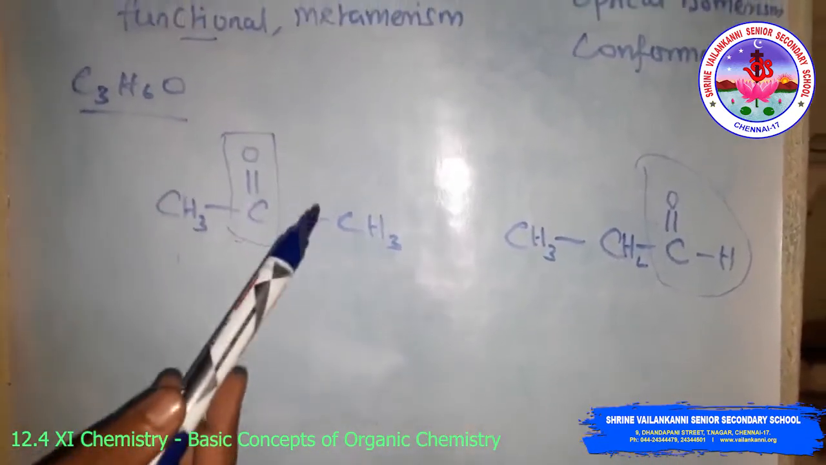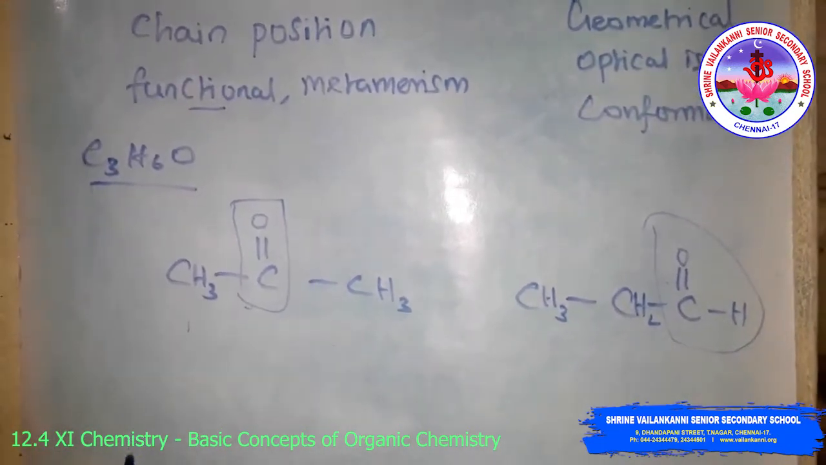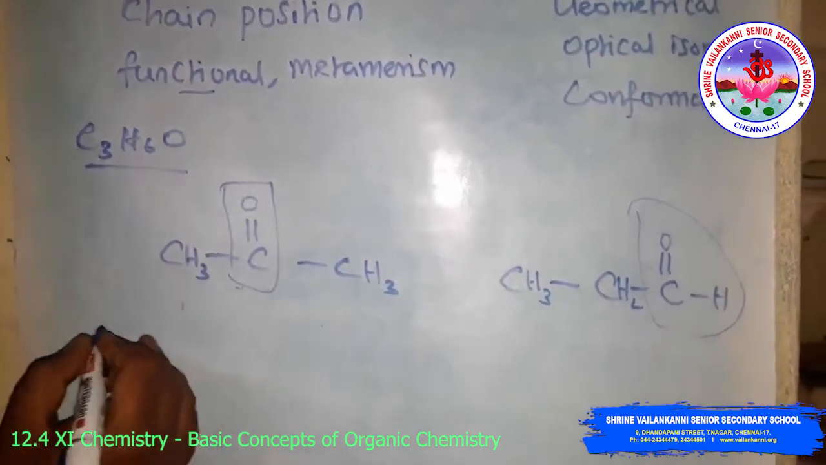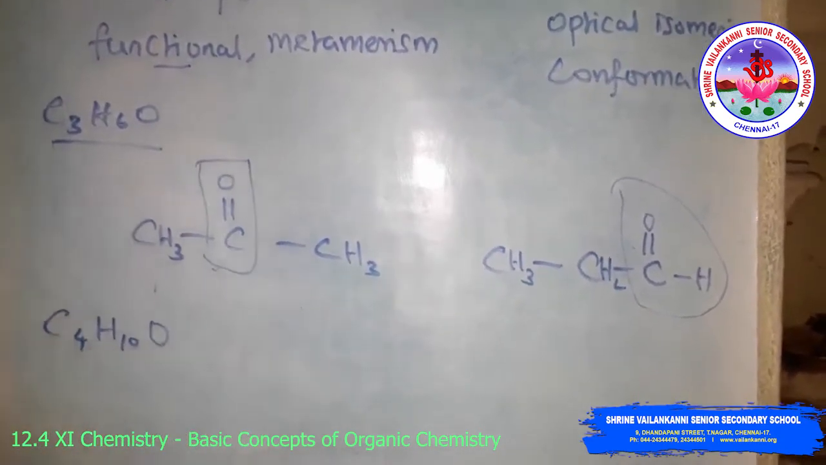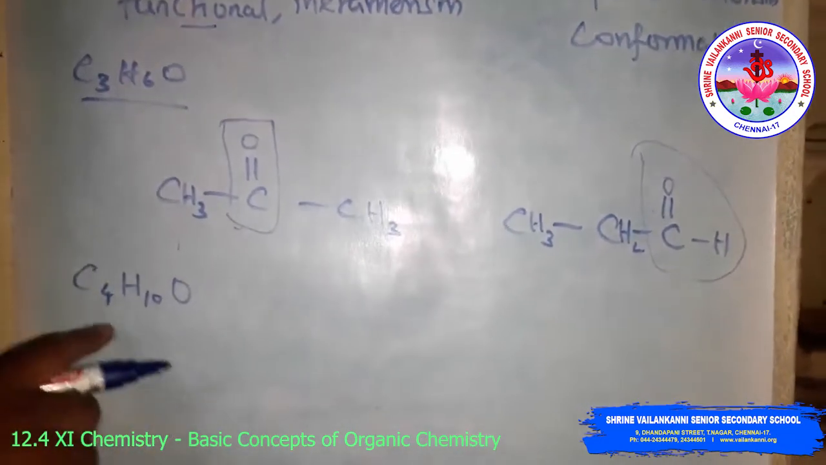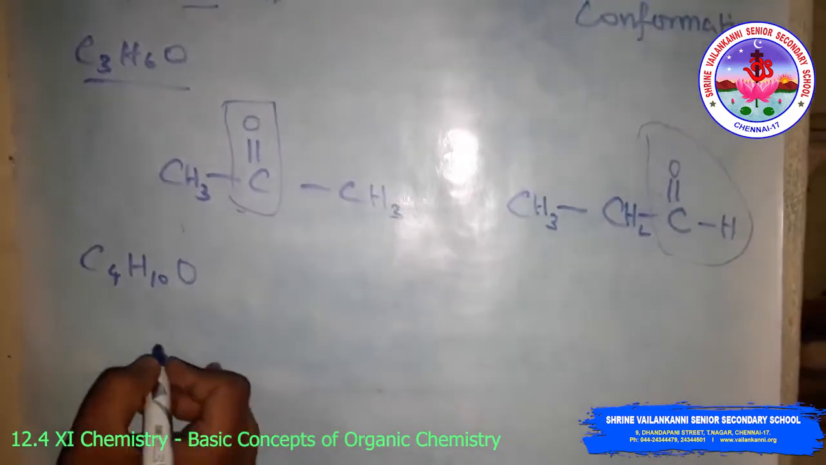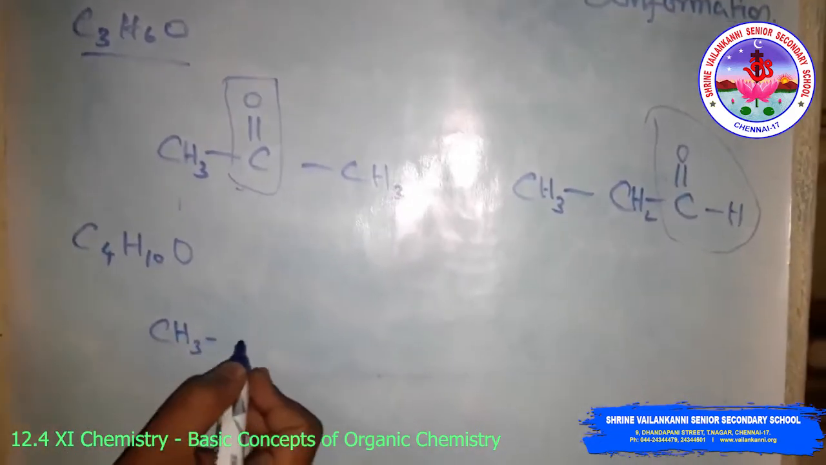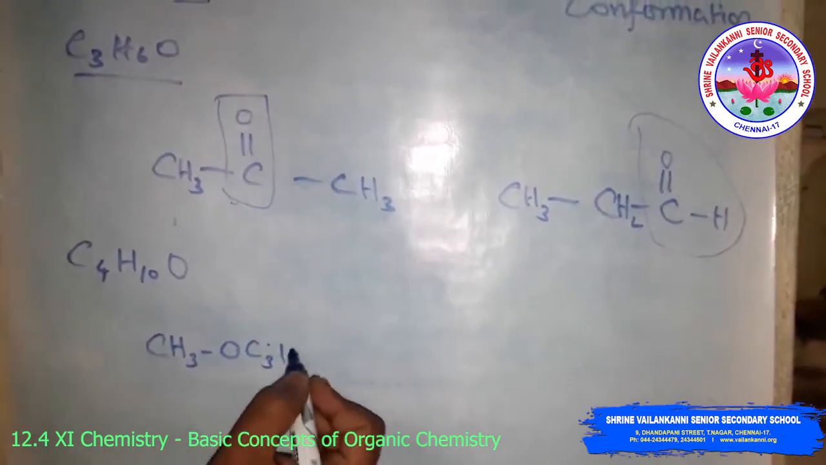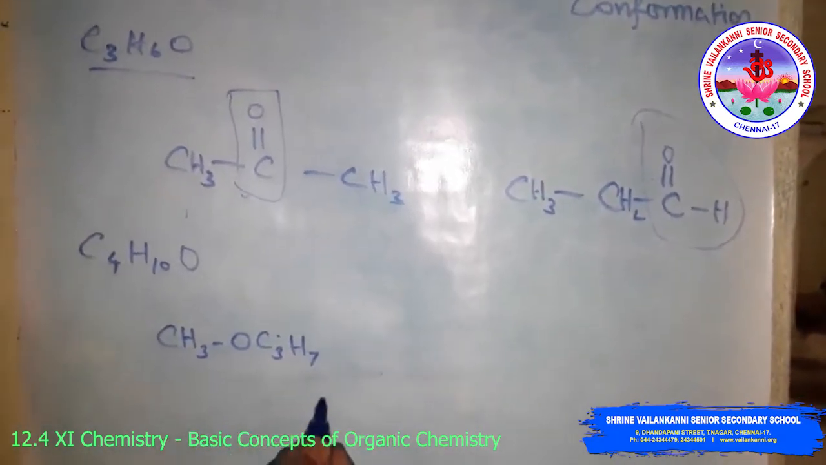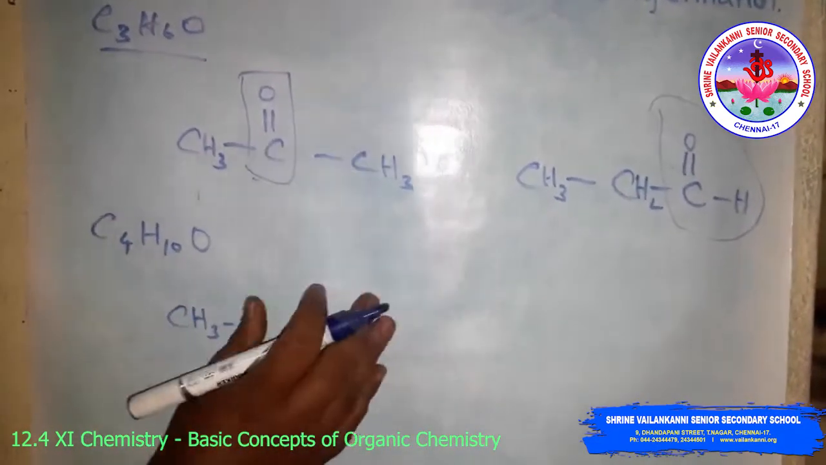Then metamerism arises due to different alkyl chains on either side of the functional group. For example, C4H10O. See, we can write it: this is methoxypropane. We can write it like this: CH3OC3H7. That is one possibility, methoxypropane, or you can write it like this.